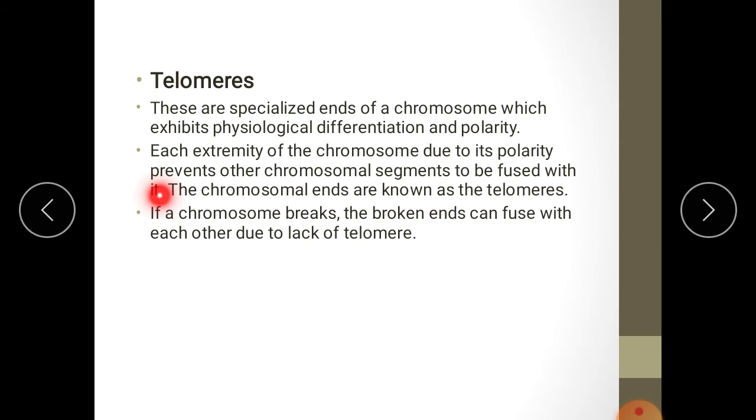If the telomere is removed, the chromosome can attach with another chromosome. So the telomere is necessary. The chromosomal ends are known as telomeres. If a chromosome breaks, the broken ends can fuse with each other due to lack of telomere. So for the prevention of fusion of different chromosomes, there should be telomeres.